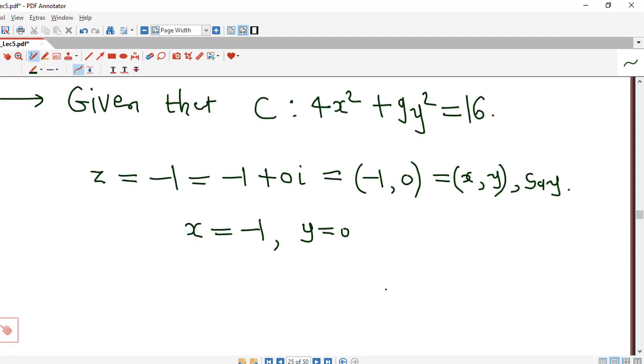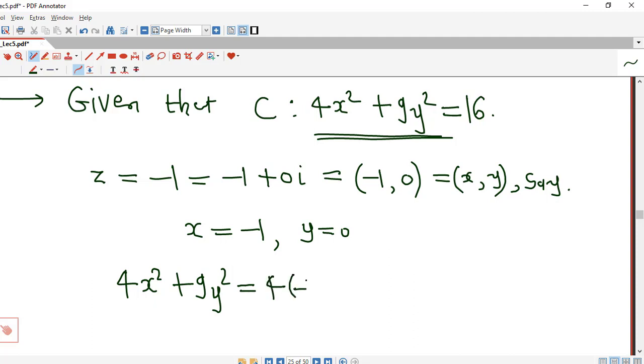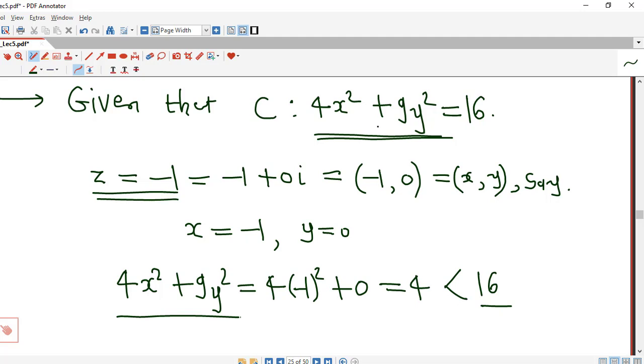So we substitute x equal to minus 1 and y equal to 0 in the left hand side of this equation. At x equal to minus 1 and y equal to 0, we have 4 into minus 1 square, that is 4, and this is less than 16. So from this we can say that this point z equal to minus 1 must be inside the ellipse.